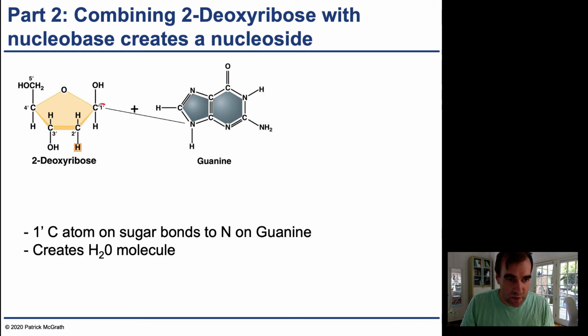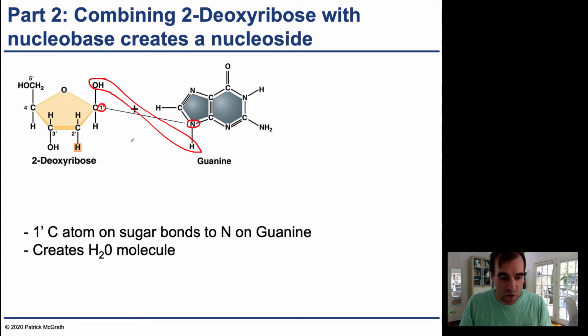And so we talked about before, the 1' end right here is able to bind to the nitrogen atom on the guanine. And as a result of this bond, you actually lose a water molecule. So the OH group on the carbon and the H group on the guanine bind together to form H2O. And so that also creates a water molecule.